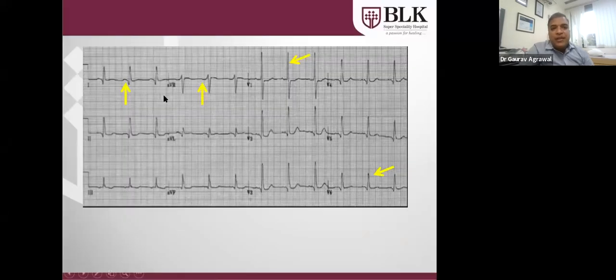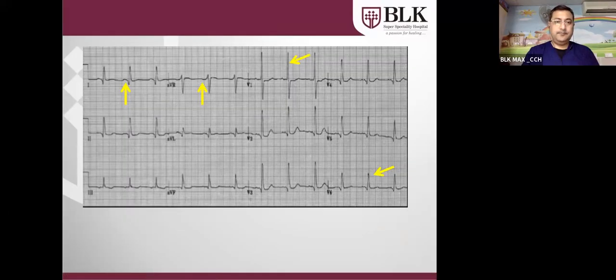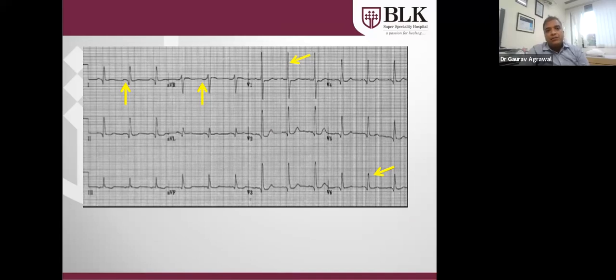Normally, P wave is upright in lead 1 and negative in AVR. You can see in this ECG the P wave is upright in lead 1 and negative in AVR. This is typically seen in case of situs solitus.